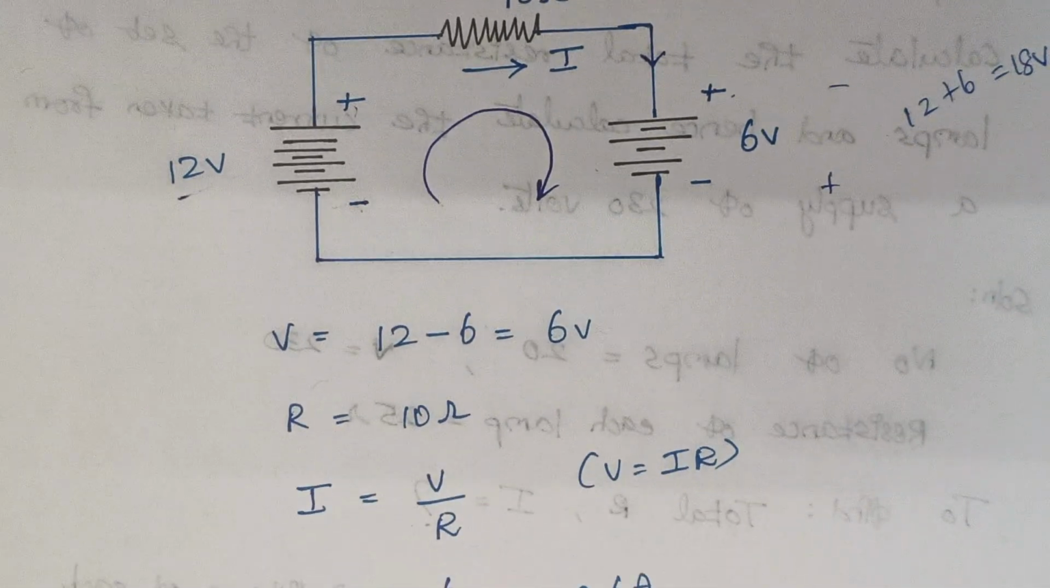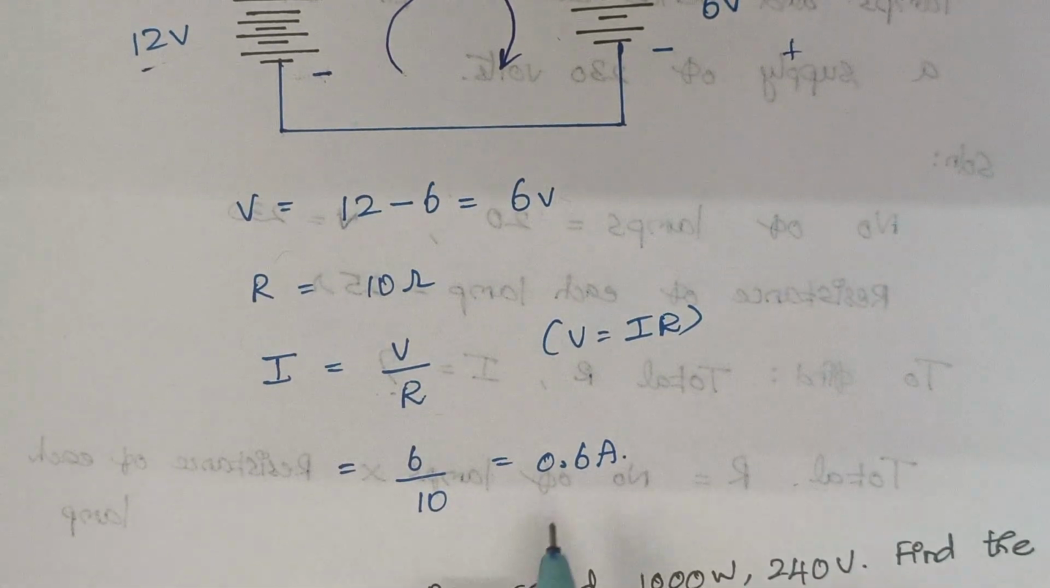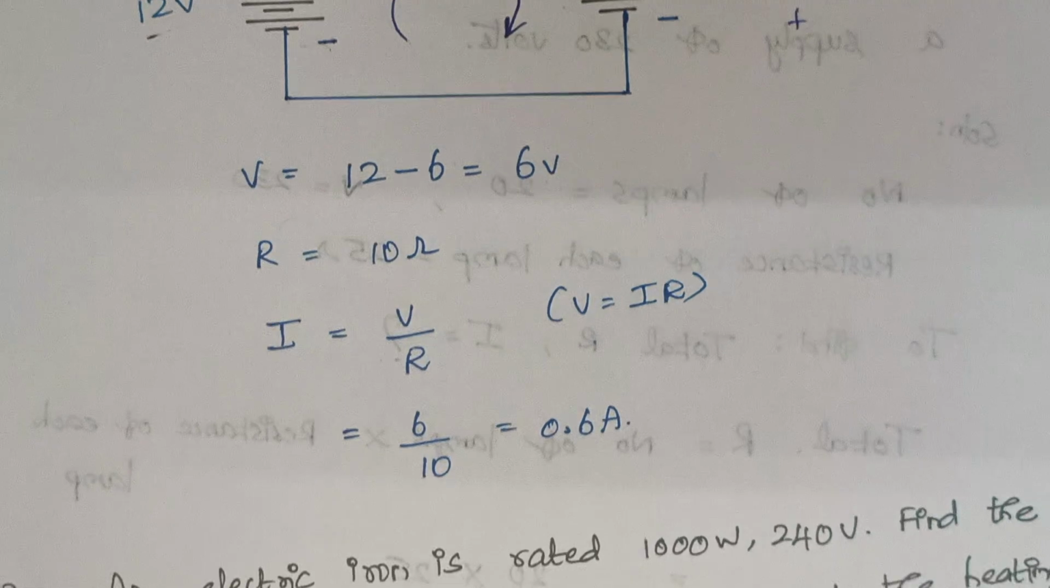So what is Ohm's law? Ohm's law is given by V equal to IR. So I is equal to V by R here. We know the total voltage, we know the value of resistance, so just substitute it here. And finally the value of the current is 0.6 amps. Right. Now the second problem.